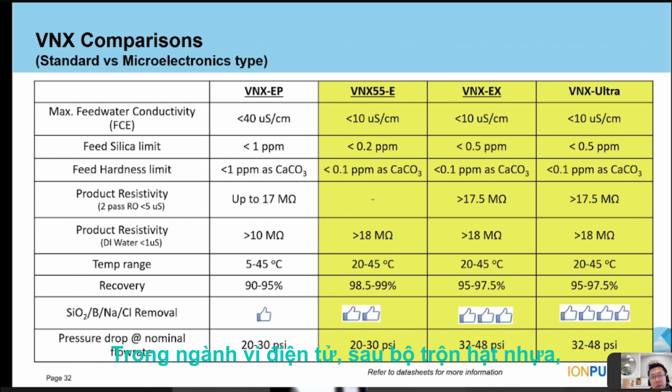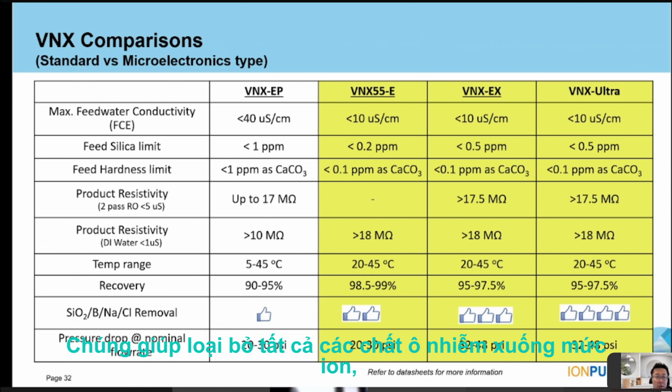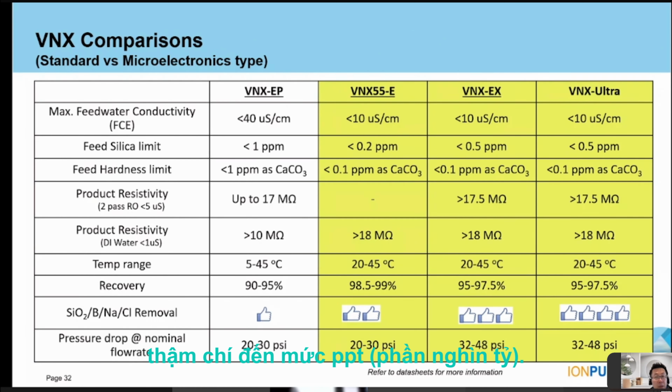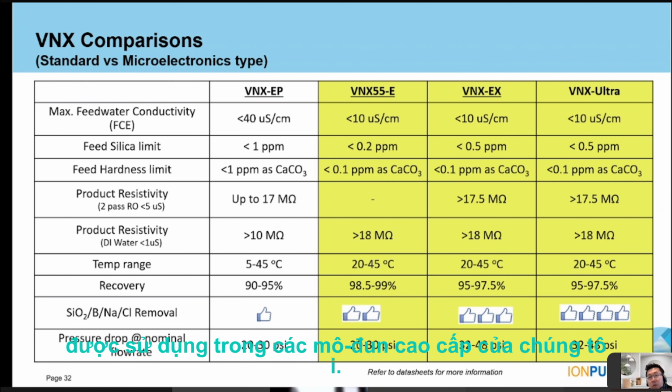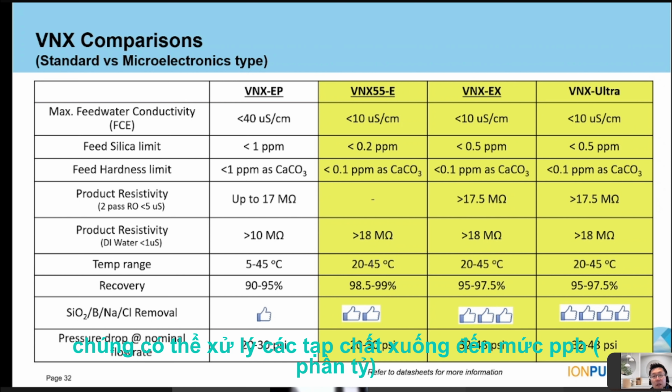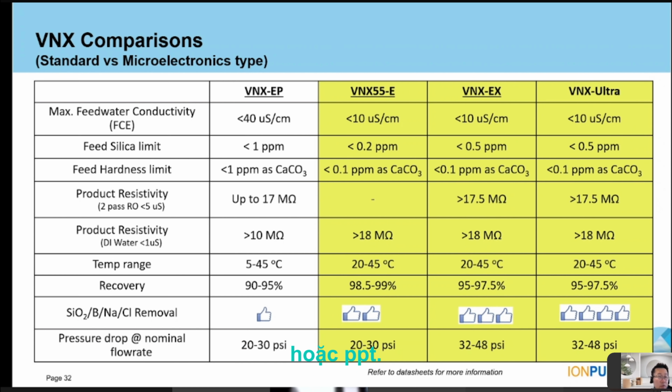In the microelectronics, after the mixed bed, there is the end of the makeup loop where it goes into the polishing loop. In the polishing loop, people will use special grade resins. It's what we call the non-regenerable resins. So it helps to remove all of the contaminants into the ionic level, into the PPT levels. So all of the special grade resins, we will use them in our high-end modules. So it can also handle all of the stuff into the PPB or the PPT levels.